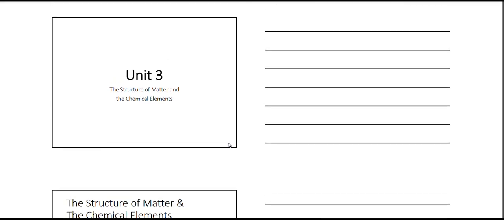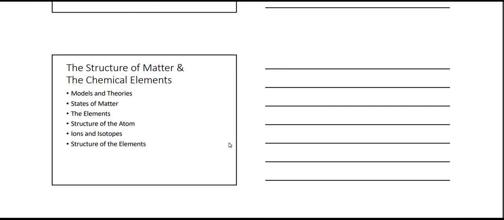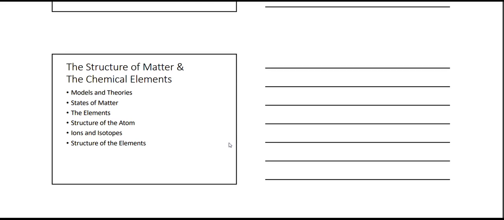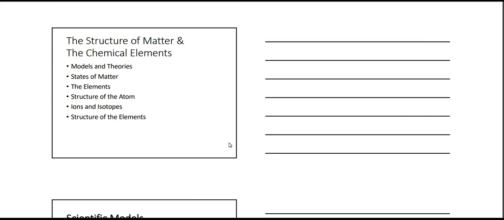In this lecture, we will talk about Unit 3, Structure of Matter and Chemical Elements. We will talk about models and theories. We will also look into the states of matter, the liquid, solid, and gas, and the properties of each. We will look at elements from the periodic table.